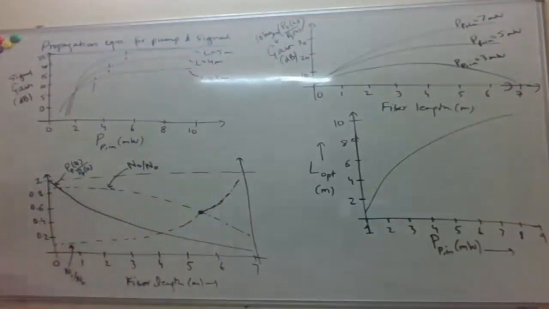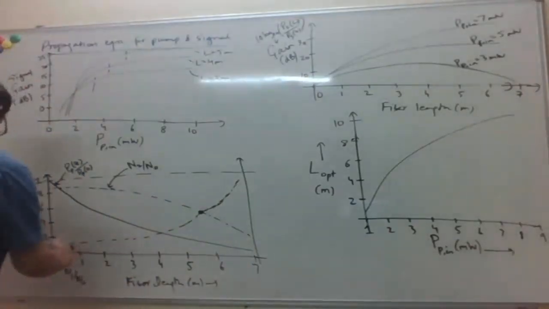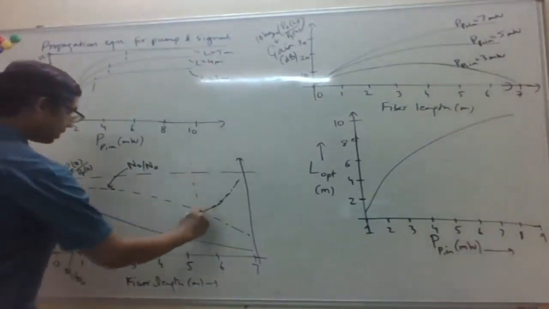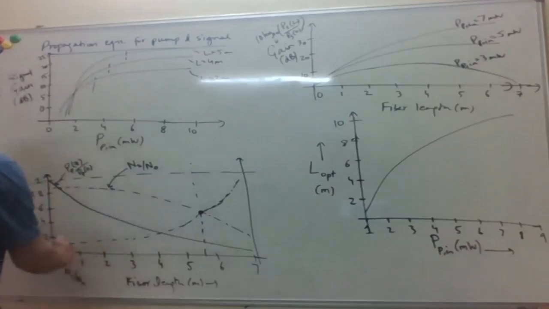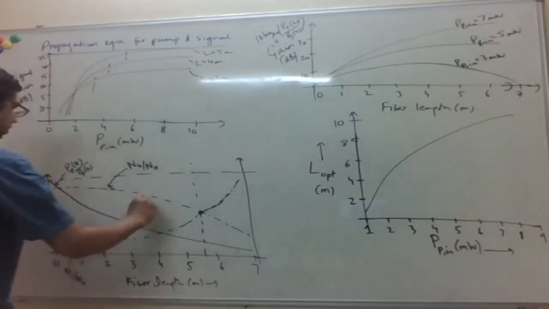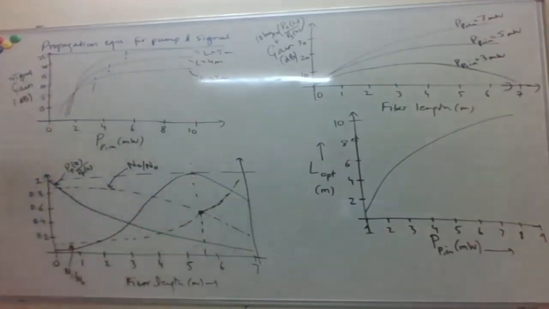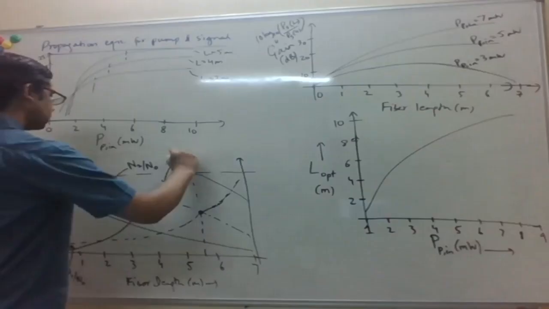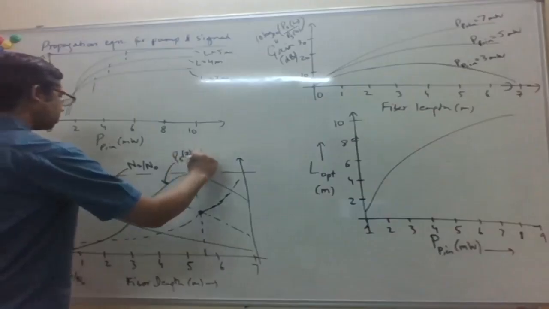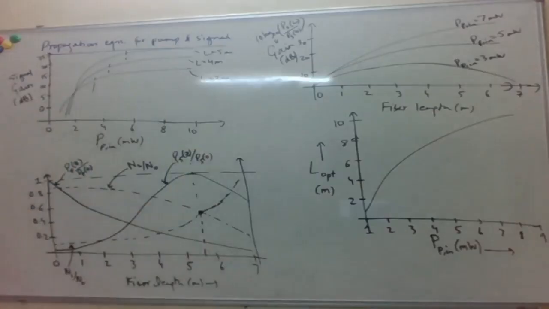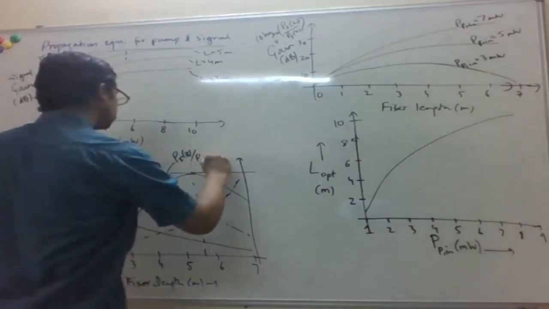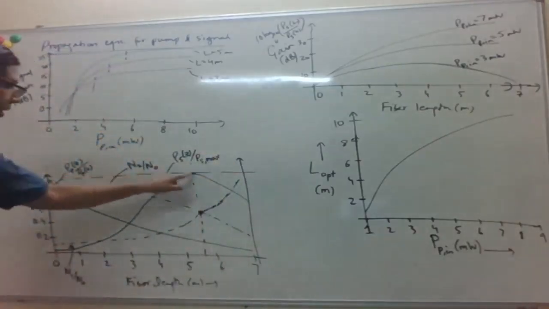For example, now if you look at the signal power, up to this point here, it will acquire gain. And then after this, it will start to decay. This is the signal power divided by the input signal, or rather the maximum signal, which reaches 1 at some particular length.